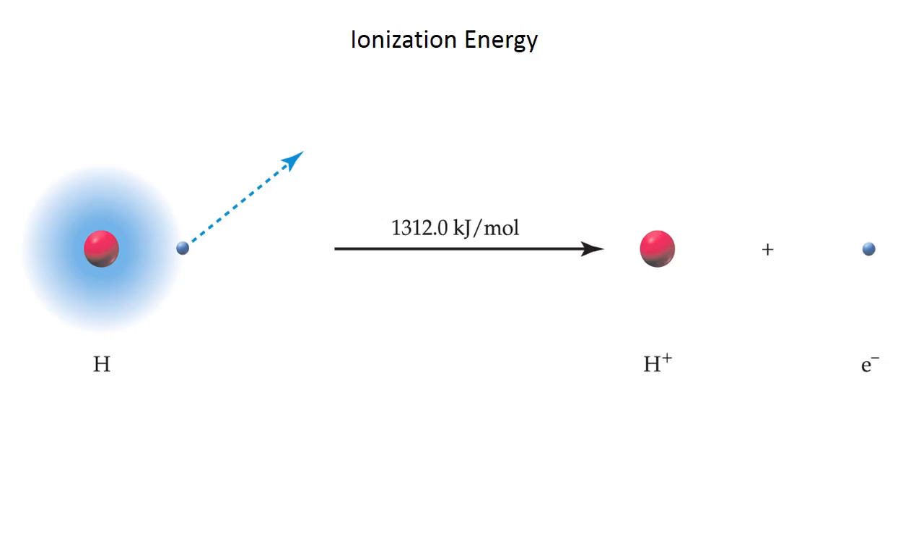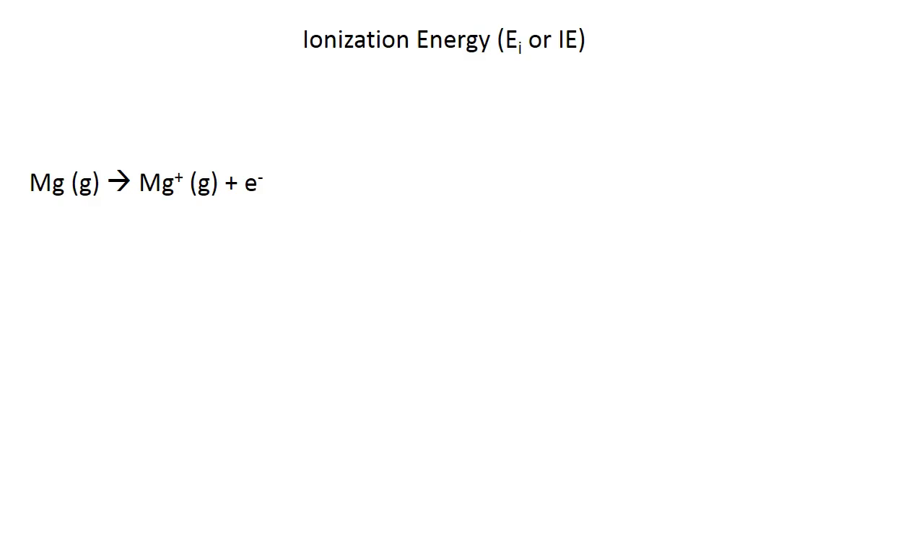So ionization energies, let's start with a set of ionization energies for a given element. We'll use magnesium as our example, but we could use anything. We have a neutral magnesium atom in the gas phase, and we're going to remove one electron to form a magnesium +1 cation. The abbreviation for ionization energy is either IE or E with a subscript I.